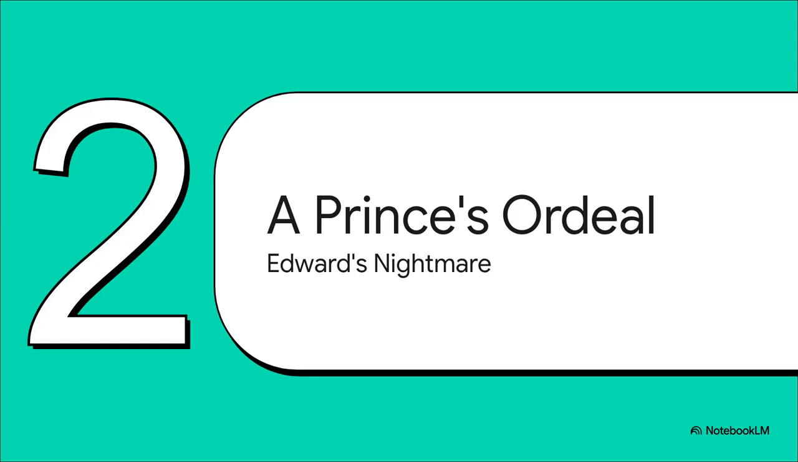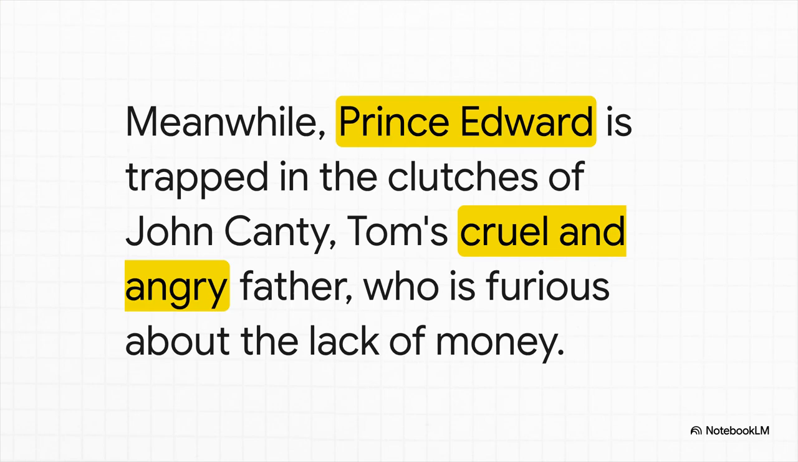Okay, now let's switch gears completely. We're going to look at Prince Edward, and his new life is a brutal, violent struggle for survival in the dark, dirty alleys of London. A whole different world. Yeah, so while Tom is floating down the Thames in style, Edward is literally trapped on Pudding Lane in the clutches of John Canty, Tom's absolutely cruel and furious father.